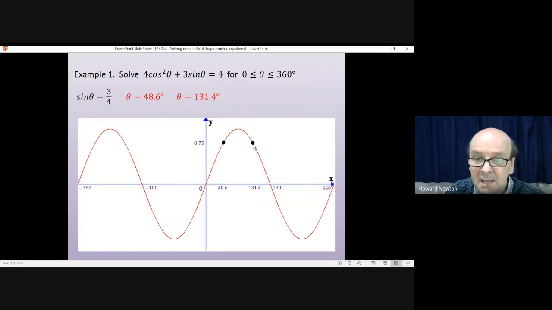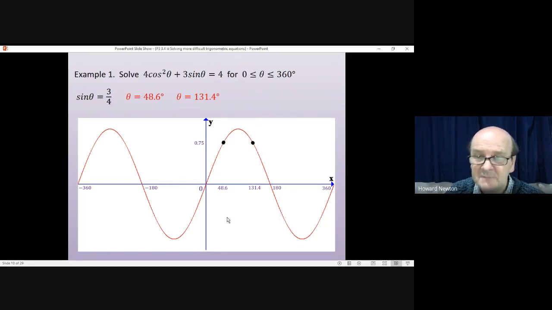So this point here will be at 180, take away 48.6, and that gives us 131.4 degrees. So all we're doing is using the symmetry of the curve around the maximum, because it's perfectly symmetrical, around that line going through 90 degrees. Now we can see the whole of the range that we want from 0 to 360.